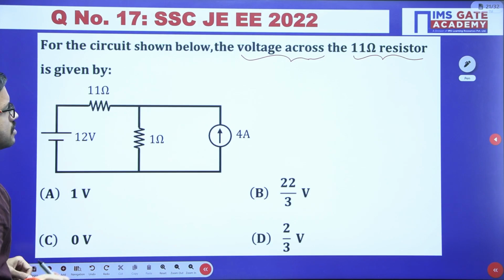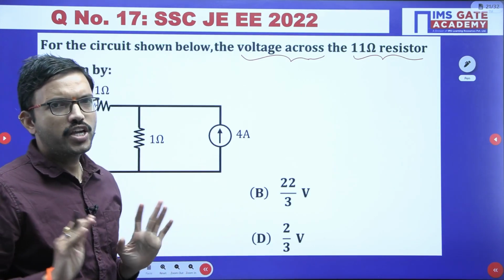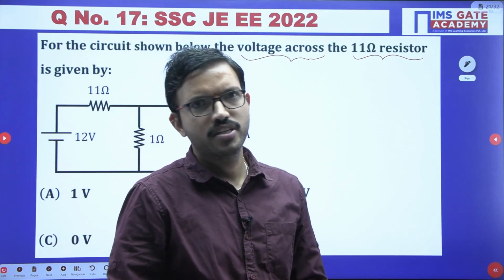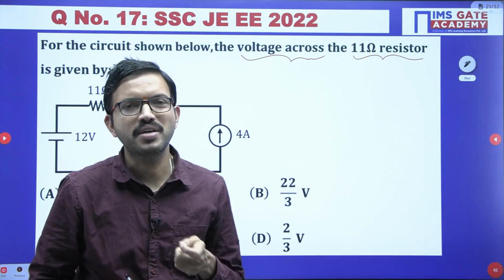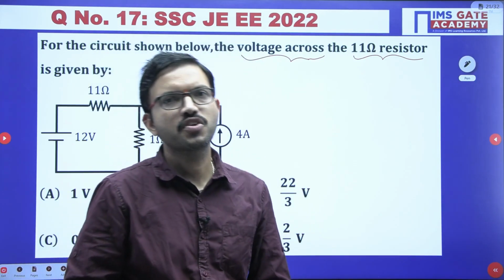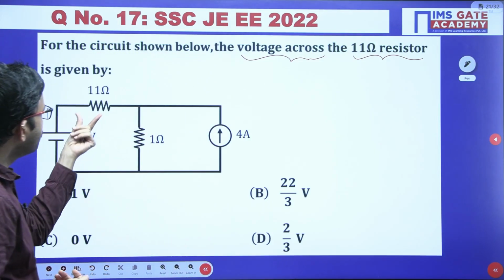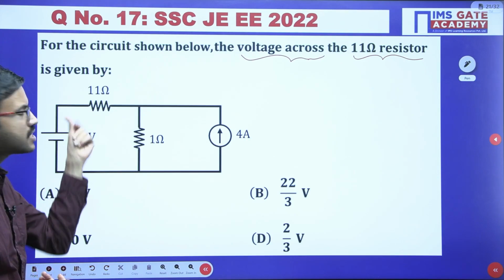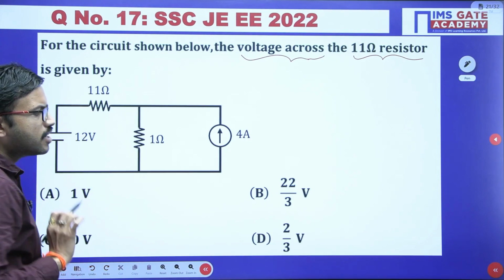Here you can solve these kinds of questions in multiple ways. Whichever method you feel comfortable with, no issue, but ultimately decide by following which method you are able to solve the question in less time. Obviously, that is the best method. For example, for this question we have to calculate the voltage drop across this 11 ohm resistor. So now what we have to do?